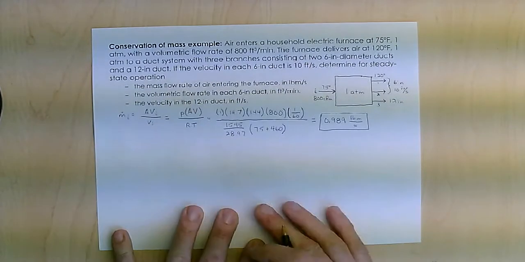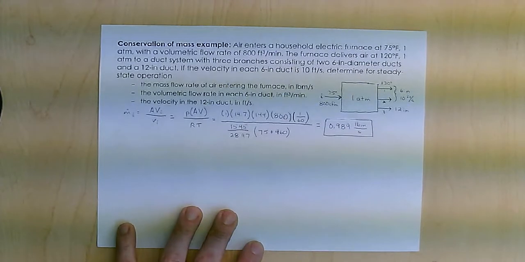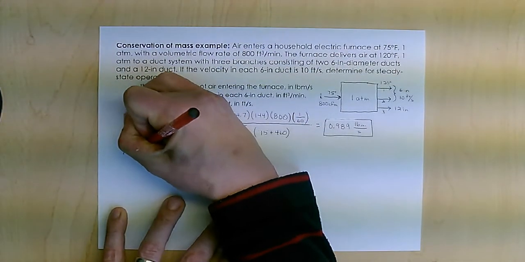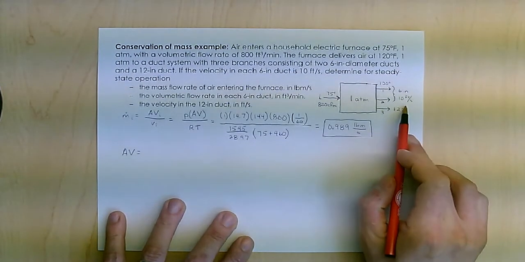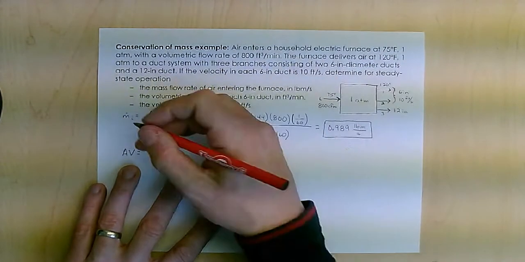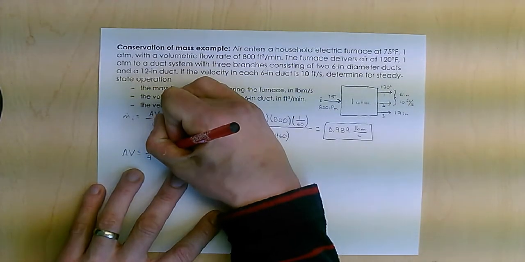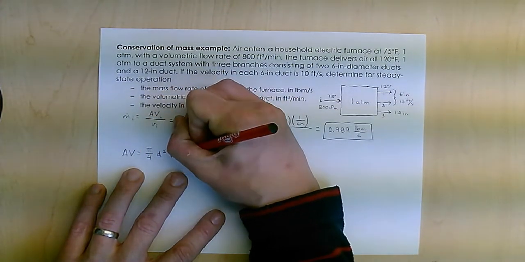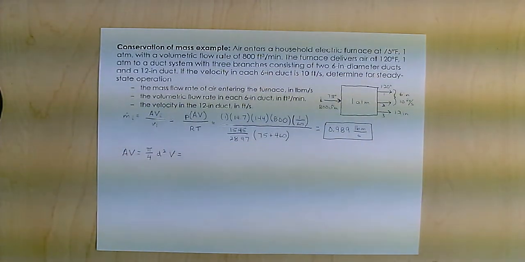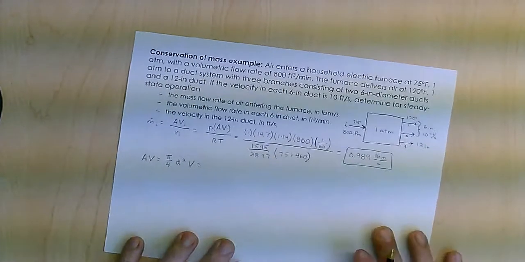The next thing we need to find is the volumetric flow rate coming out of these ducts. The volumetric flow rate is the area times the velocity. The velocity is given as 10 feet per second, so all I really need to do is find the area. The area of a circle is pi over 4 times the diameter squared, times that velocity. I'm going to get everything in feet, and I ultimately want it in minutes, so we have to convert feet per second to feet per minute.